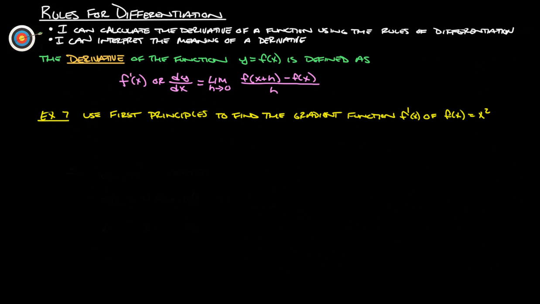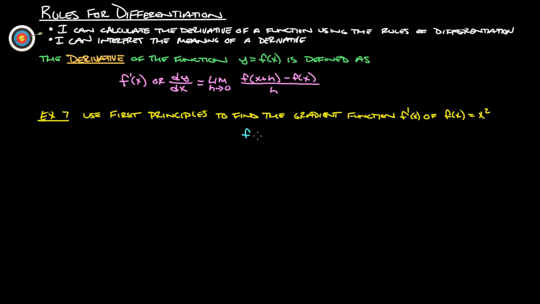Example 7. Use first principles to find the gradient function f prime of x of f of x equals x squared. This is actually a section that we skipped, so I just wanted to at least introduce it to you so it wasn't completely foreign. This is not a big important piece, because there's going to be a nicer way to do all these derivatives, but I wanted to show you what they're talking about.